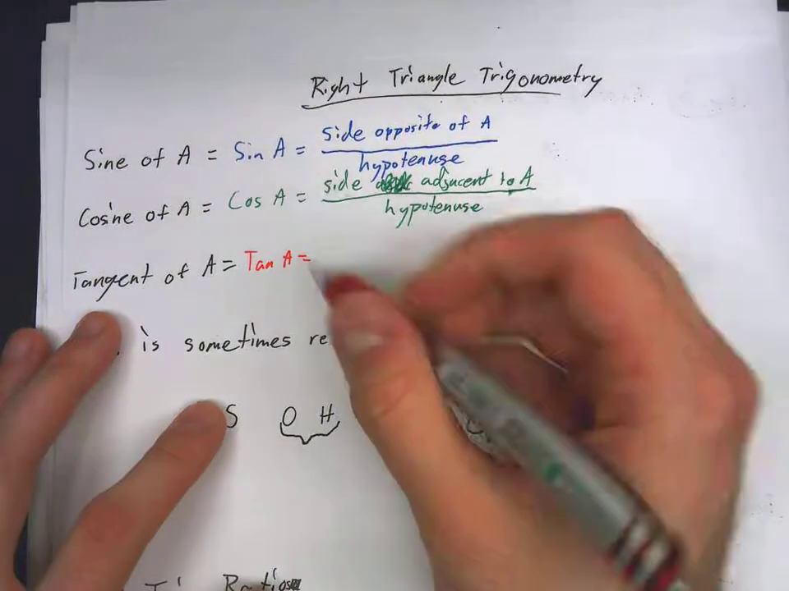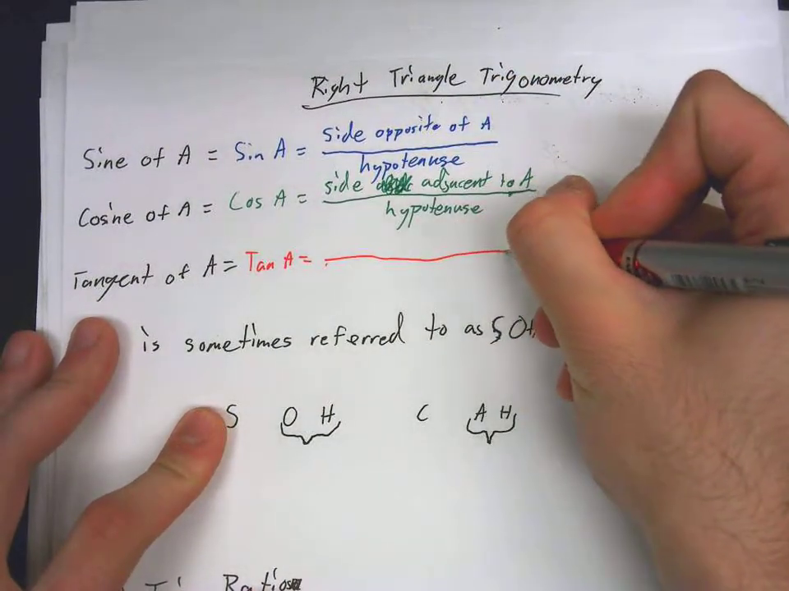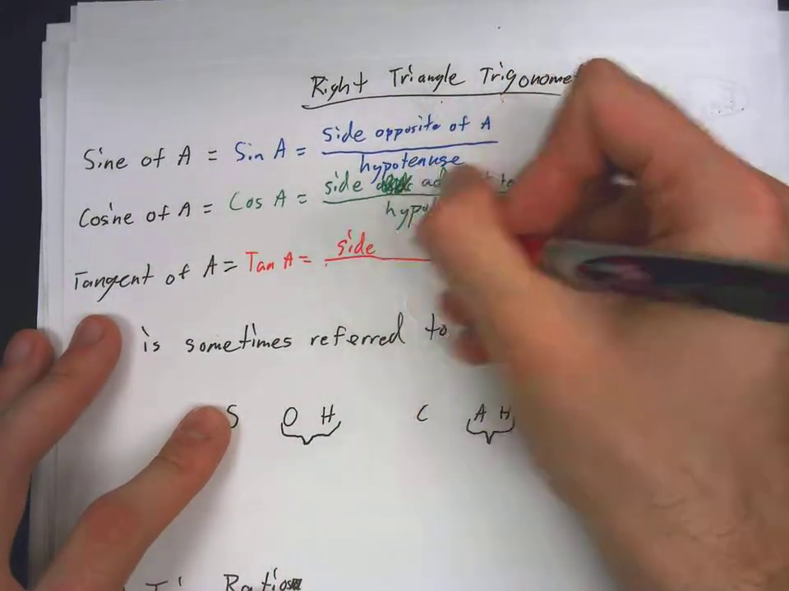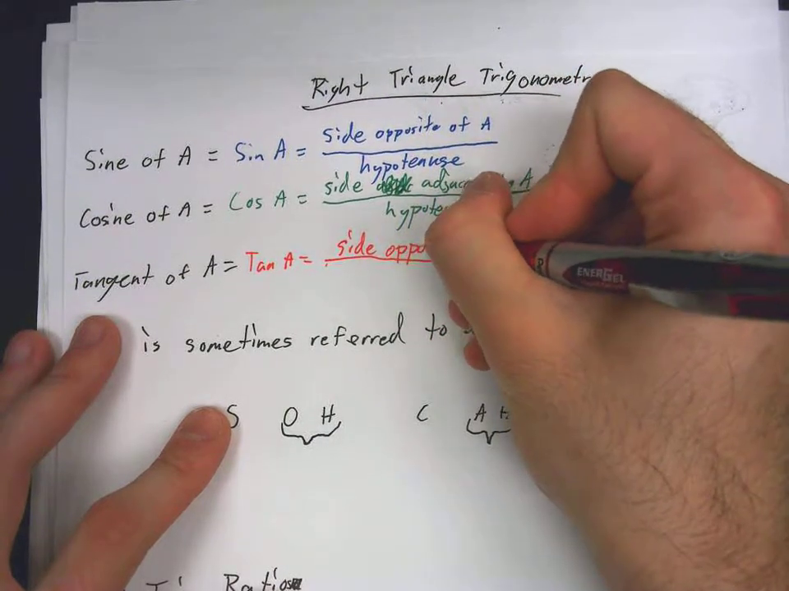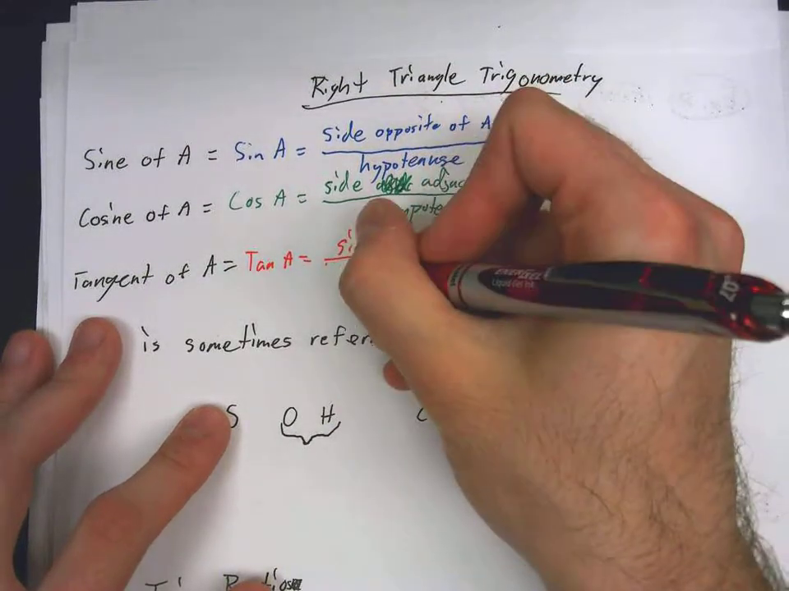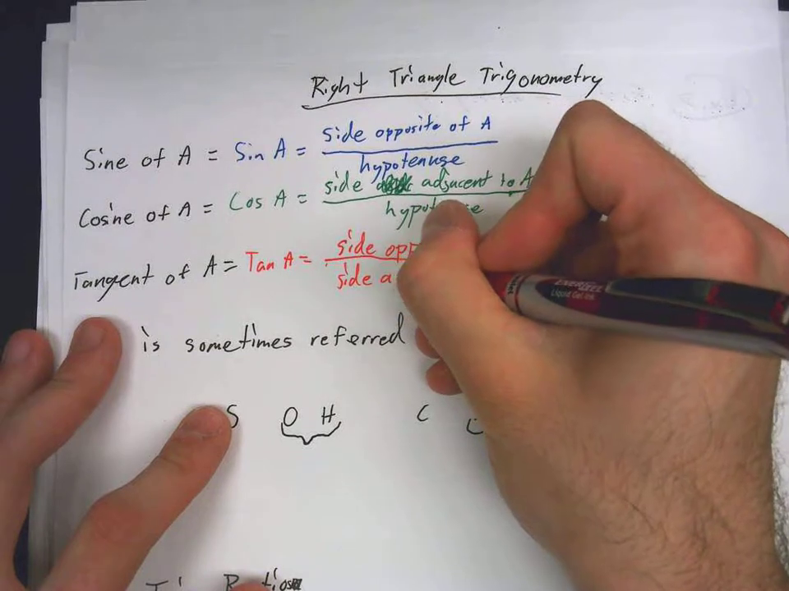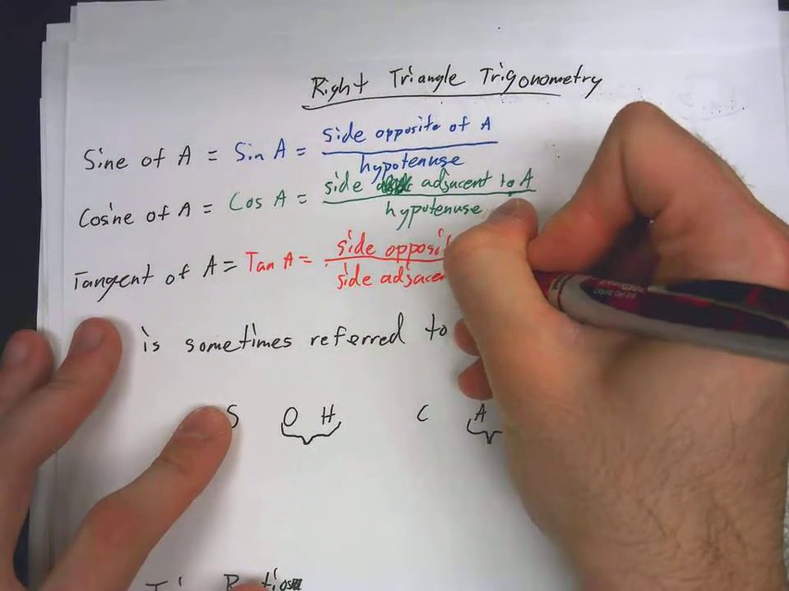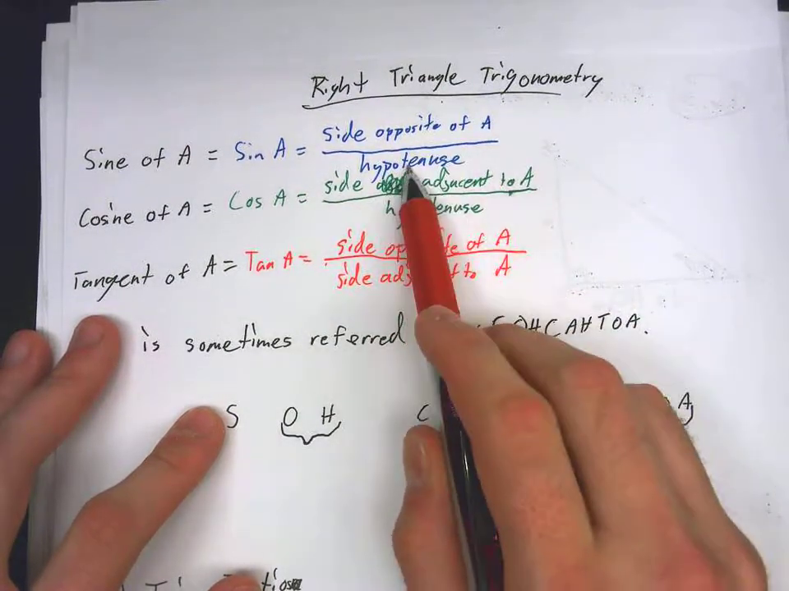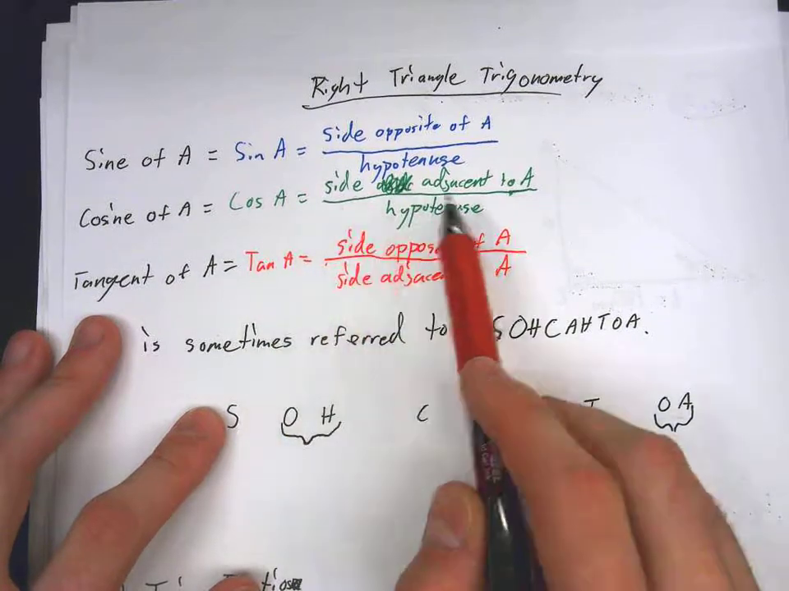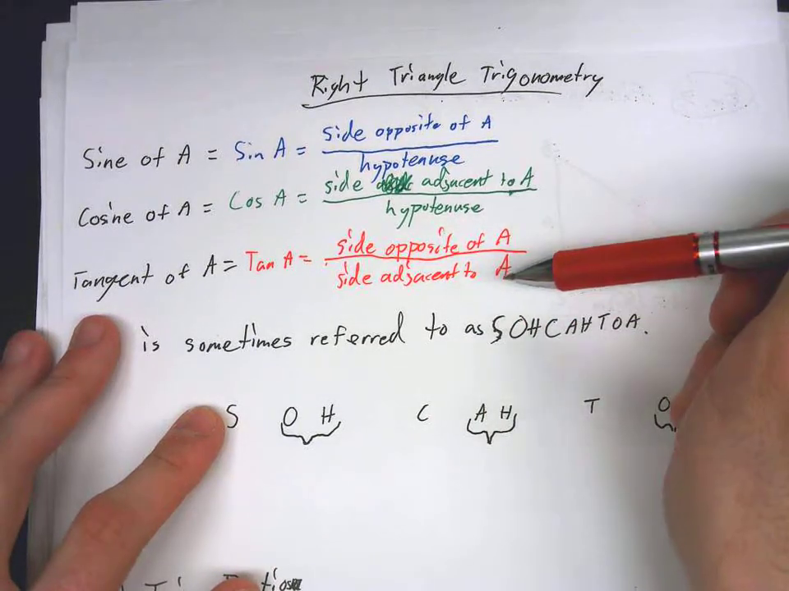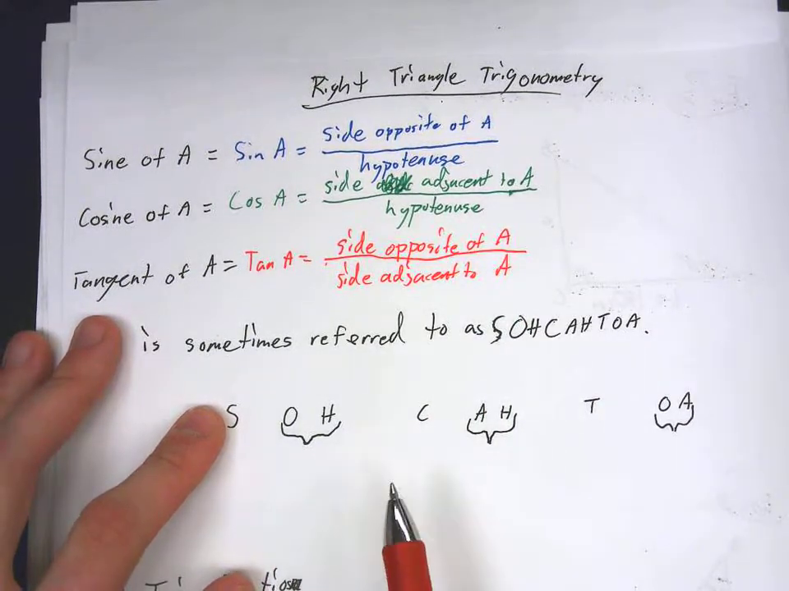And then the last one, the tangent, its fraction or ratio is the side opposite of A over the side adjacent to it. So, to recap, side opposite of A over hypotenuse is sine. For cosine, it's side adjacent to A over hypotenuse. And then tangent doesn't use the hypotenuse at all. It's the side opposite of A over the side adjacent to A.